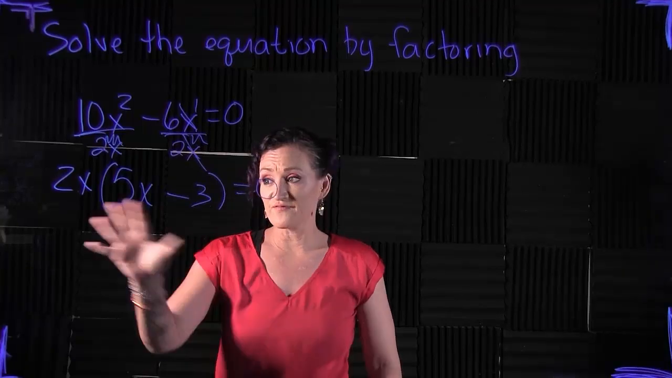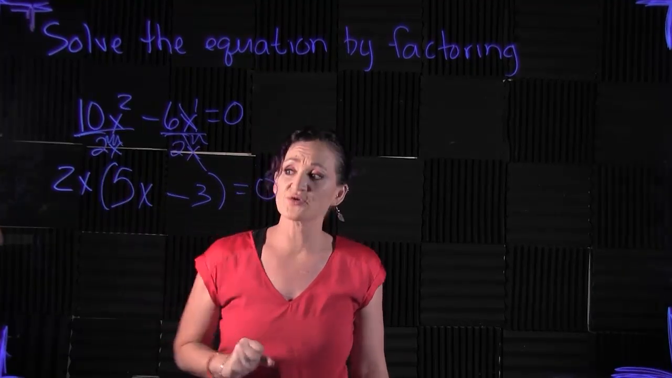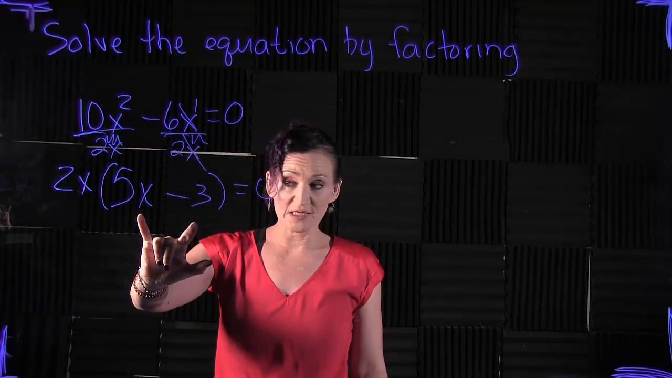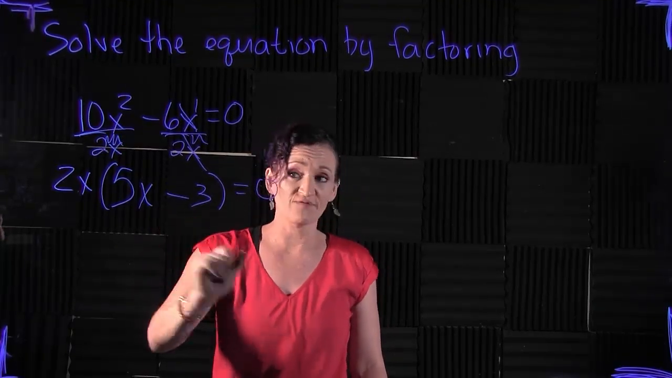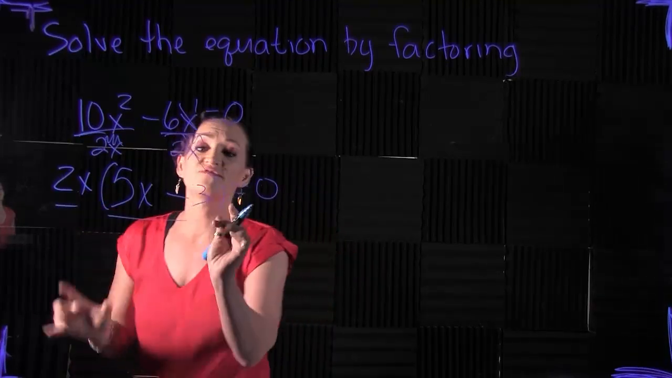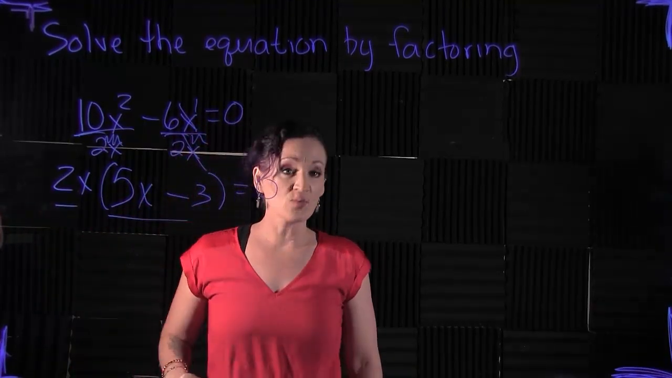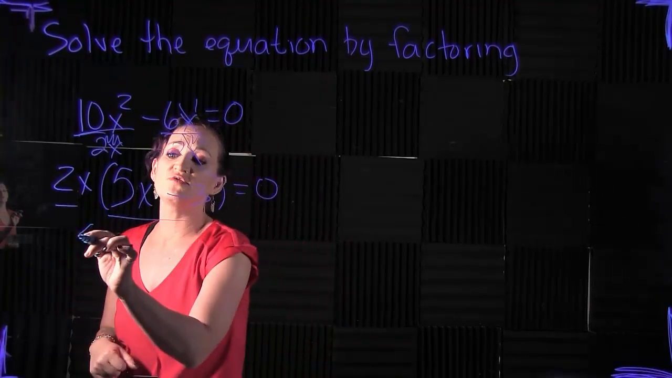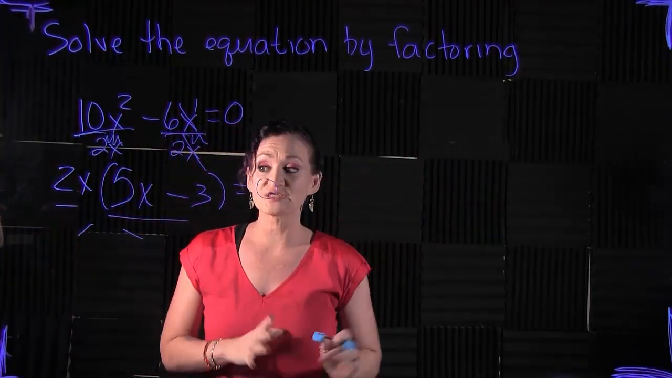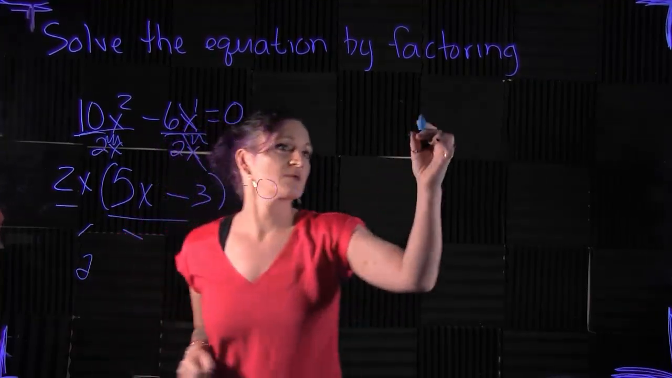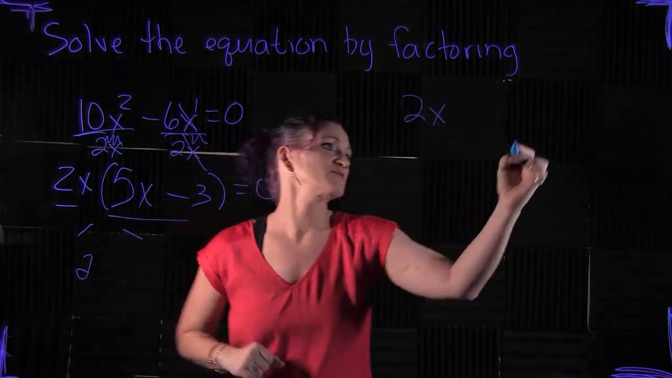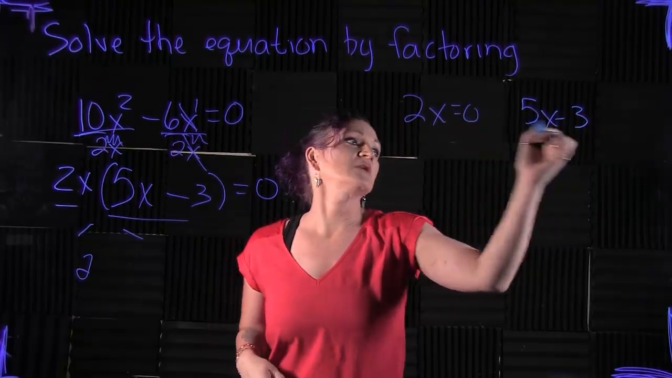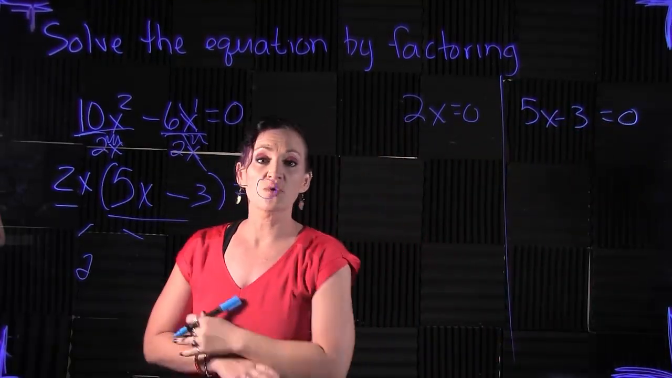Once you have your problem factored, with the 2x and 5x minus 3 in parentheses, we can't factor this any further. So we do have our two factors here. At this point, we can use the zero factor property, which tells us that we can take these two factors and split them up. Let me write that over here. Take the 2x and the 5x minus 3, set them each equal to 0 and solve.